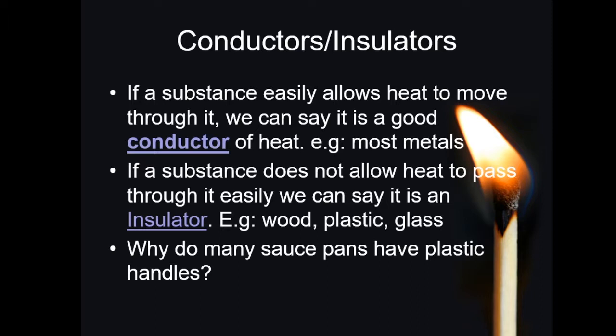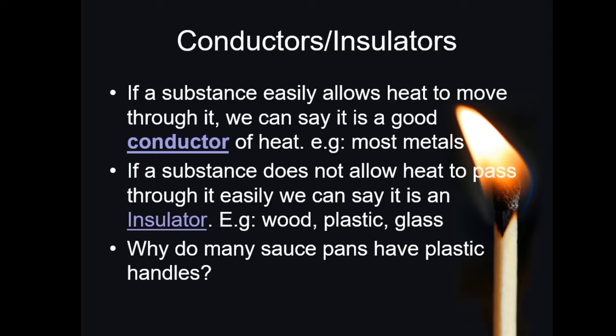Now, if a substance easily allows heat to move through it, we can say it's a good conductor of heat. For example, as I said earlier, most metals are good conductors, right? If a substance does not allow heat to pass through easily, we can say that it is an insulator, right? The best example we have is plastic.